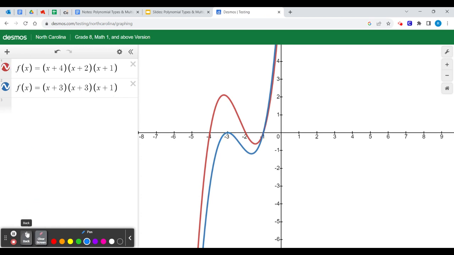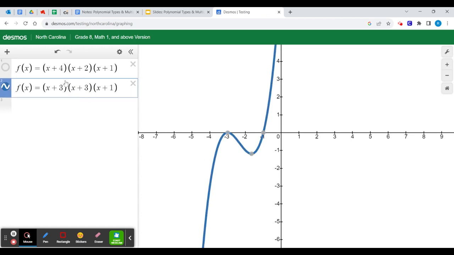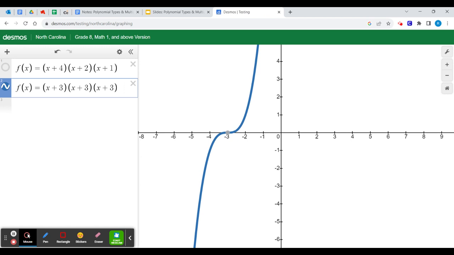Now, let me turn off the red graph here just to show one final point. Let's say we took our blue graph and said, okay, instead of x plus 1, let's say we had a multiplicity of 3 and we went x plus 3, x plus 3, x plus 3. Notice now how our graph still goes through that 0 there. So we do intersect. We don't actually kick back, even though this has a multiplicity. When we have odd multiplicities, we are going to pass through. When we have even multiplicities, we are going to kick back.